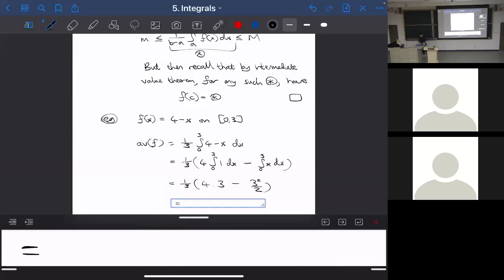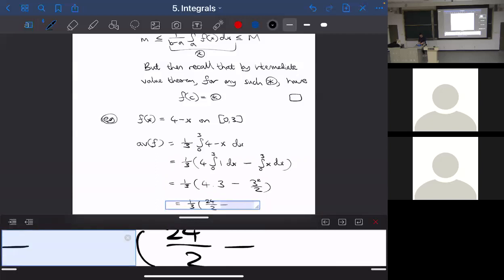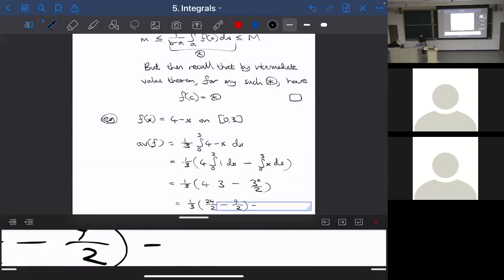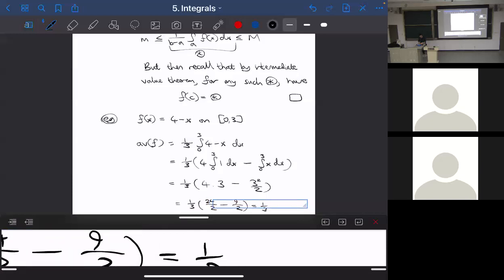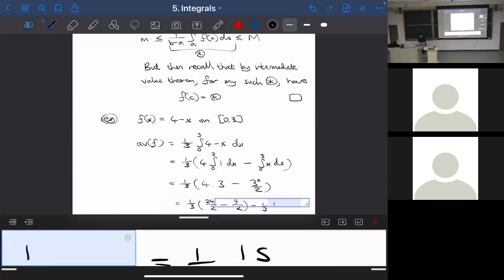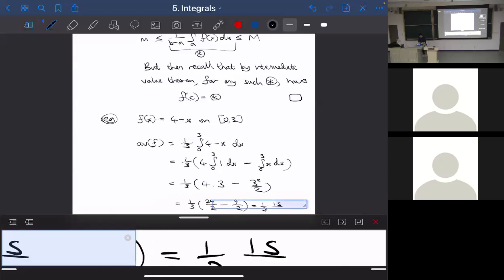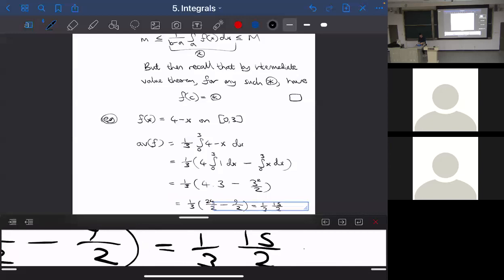So what do we get? We have to do some mental arithmetic. So this is 12. It's also 24 over 2. And this is 9 over 2. So I get 1 over 3 times what? Times 15 over 2. Oh, great. This is looking like 5 over 2, which is what I hoped.